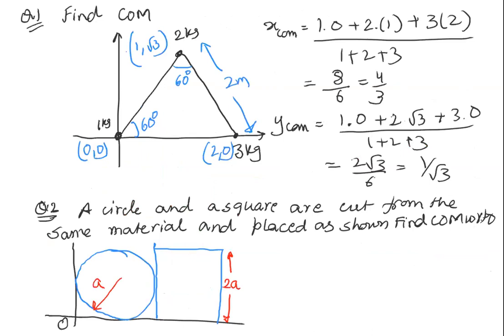Since the circle and the square are symmetrical and uniform, the circle is basically a point particle here and the square is a point particle here. The coordinates of this point are 3a comma a. Coordinates of this point are a comma a. So the y coordinate of center of mass is very easy. It is m1a plus m2a upon m1 plus m2, which is equal to a, right?